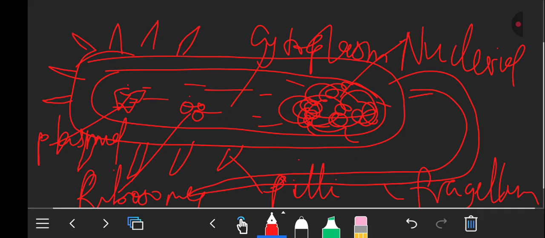Now let's look at some of the functions of these parts. Let's start with the pili. This pili, it is involved in reproduction, okay? The flagellum is just used to translocate. It's just for movement, okay? This flagellum, it just assists in movement.